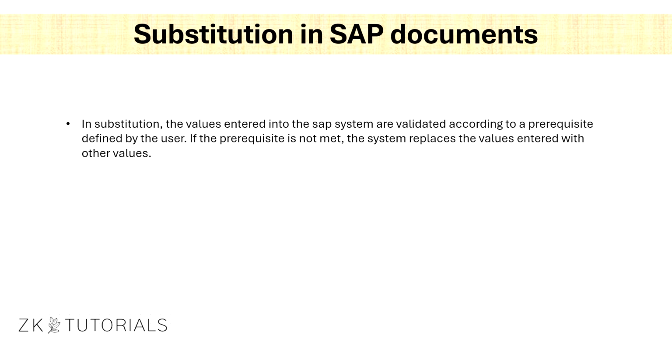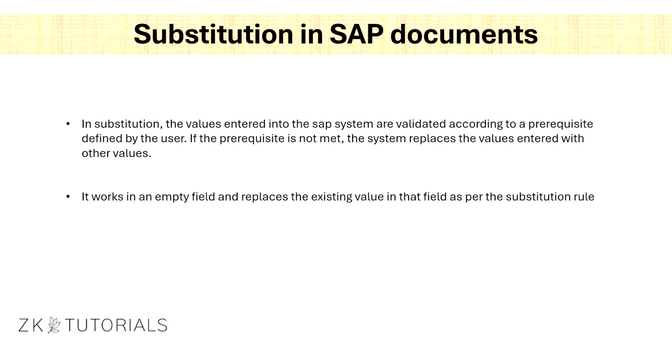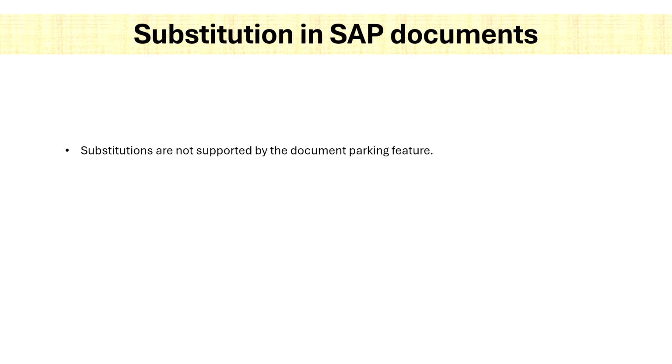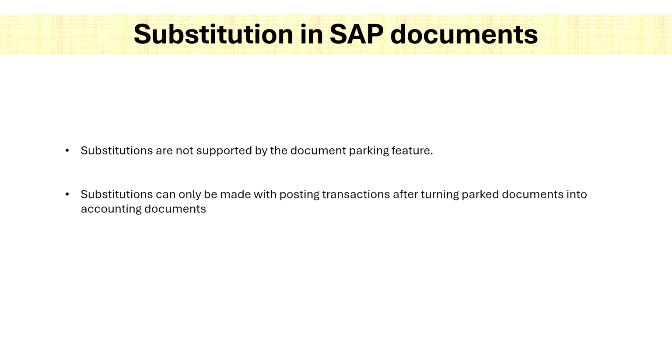In substitution, the values entered into the SAP system are validated according to a prerequisite defined by the user. If the prerequisite is not met, the system replaces the values entered with other values. It works in an empty field and replaces the existing value in that field as per the substitution rule. Substitutions are not supported by the document parking feature. Substitutions can only be made with posting transactions after turning parked documents into accounting documents.